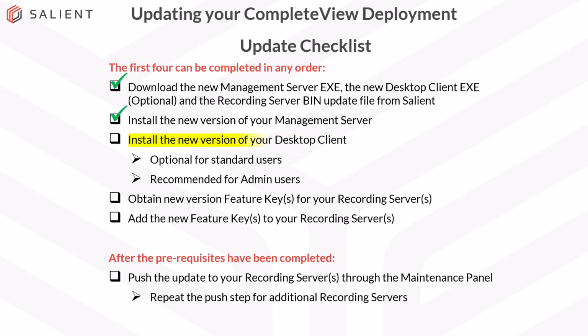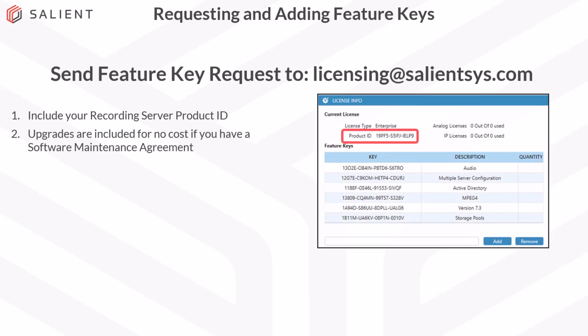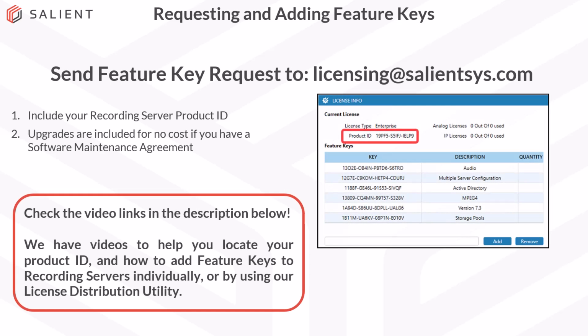Now that both your management server and desktop client have been updated, you'll want to request recording server feature keys for the new CompleteView version and add those keys to your recording servers. You can request new feature keys by sending the product ID of each recording server to licensing@salientsys.com. This can be done individually for each server, but if you have a large number of recording servers, we recommend using the CompleteView licensed distribution utility. In the video description below, you'll find links to some of our other training videos that will help you use either method.